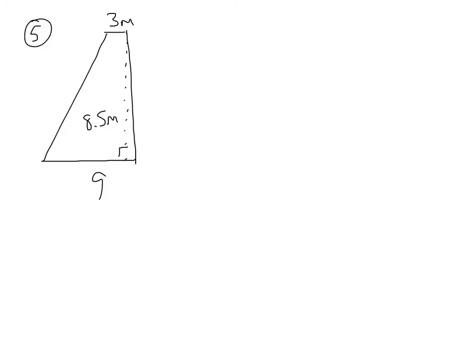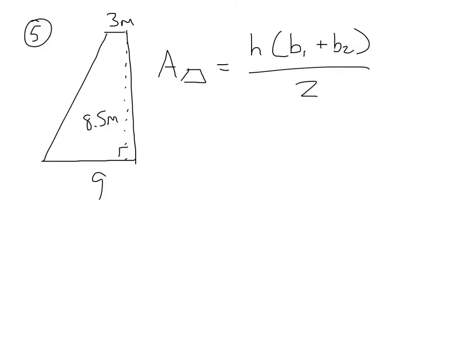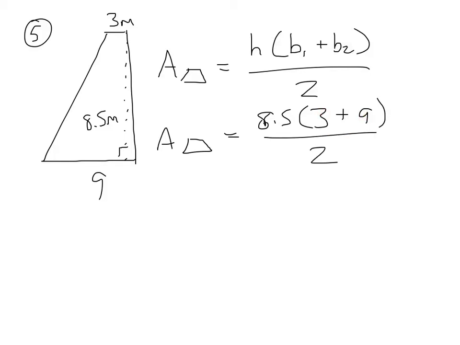All right, remember, the area of a trapezoid is found by taking the height times the sum of the bases. So I'm going to add base 1 to base 2 and divide that whole thing by 2. So the area of a trapezoid: the height is 8.5 times base 1, which is 3, plus base 2, which is 9. Does it really matter if this one's base 1 or base 2? No, it doesn't. Divide that whole thing by 2.